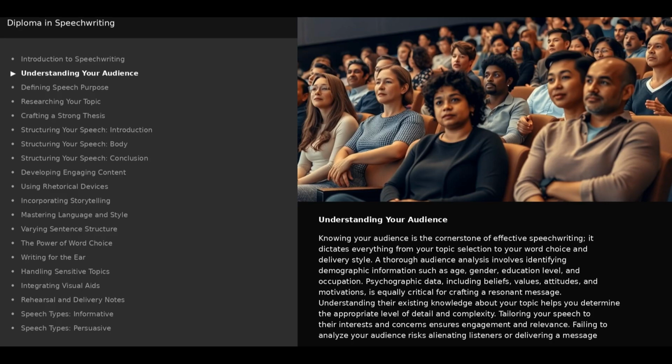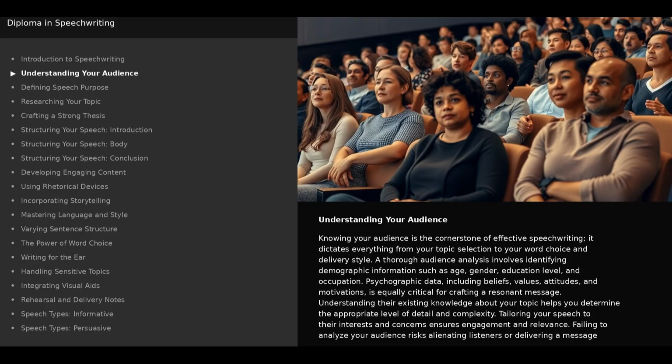Understanding your audience. Knowing your audience is the cornerstone of effective speechwriting. It dictates everything from your topic selection to your word choice and delivery style. A thorough audience analysis involves identifying demographic information such as age, gender, education level, and occupation. Psychographic data, including beliefs, values, attitudes, and motivations, is equally critical for crafting a resonant message. Understanding their existing knowledge about your topic helps you determine the appropriate level of detail and complexity.